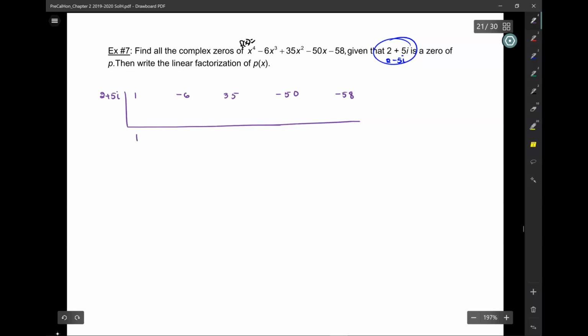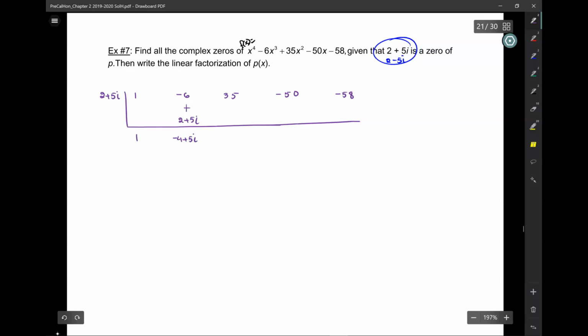1 comes down. Now I have that times 2 plus 5i, so it's 2 plus 5i. When I add this way, I get negative 4 plus 5i. Are we cool with that so far?